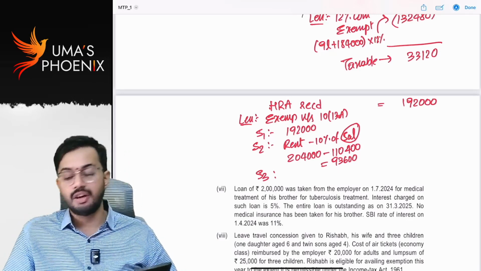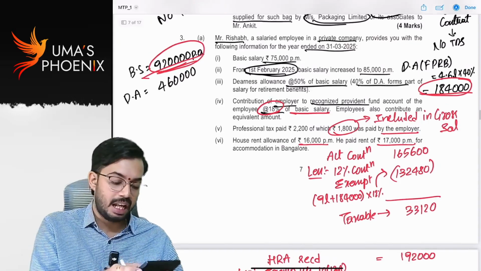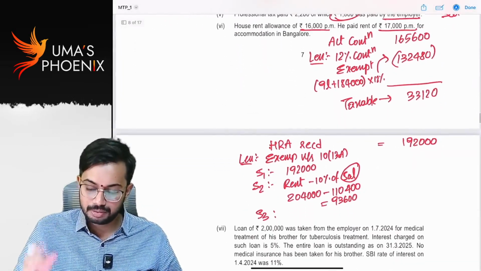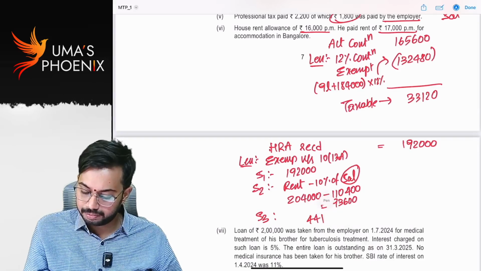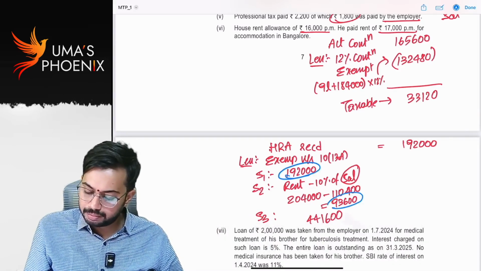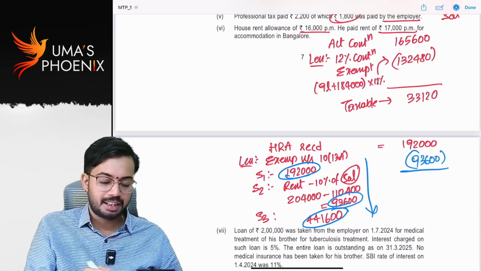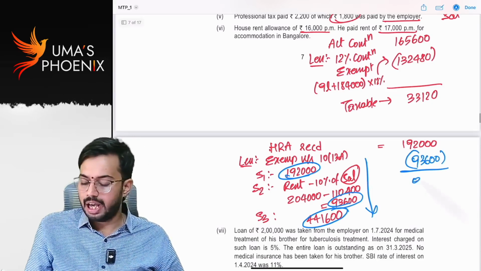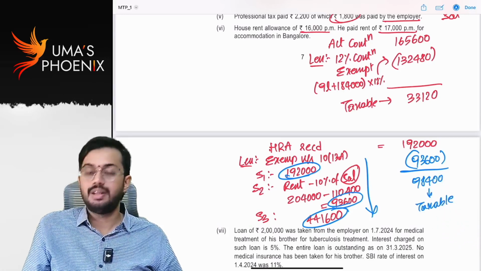Step 3. 40% of salary, because employee is working in Bangalore. In Bangalore, we need to take 40% of salary. So salary is basic plus DA forms part. 9,20,000 plus 1,84,000 into 40%. How much? 4,41,600. So out of these 3, whichever is lower. Whichever is lower means 93,600. So how much is taxable? 98,400 is taxable. Is it clear?